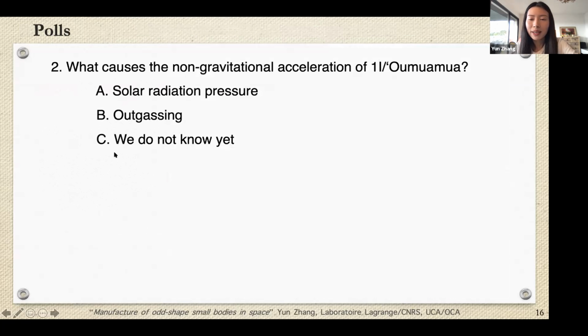So please choose your idea. What's the origin of Oumuamua?